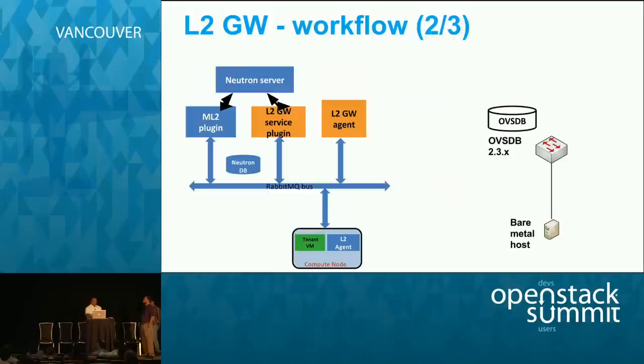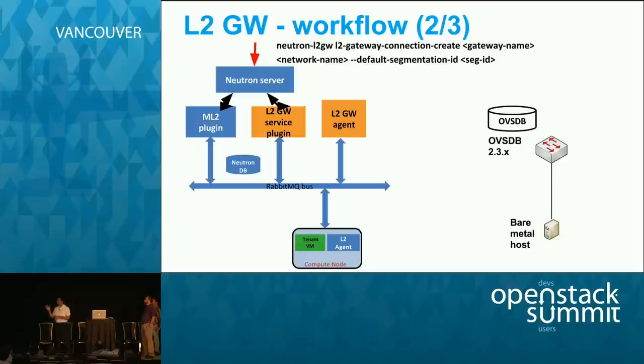In this use case, what I have shown in green is the tenant VM; the workload is already present. Now he wants to allow this virtual machine to access the services on the bare metal server host, as we can see here. He executes the CLI, which specifies the gateway name. The gateway name is nothing but the name of the logical gateway, that is, the abstraction of the hardware L2 gateway. And he specifies the network name. This is the network to which this virtual machine belongs, and he wants to allow this workload to access the services on the bare metal server. And we give the default segmentation ID, that is nothing but the VLAN ID on the physical network to which the bare metal host belongs.